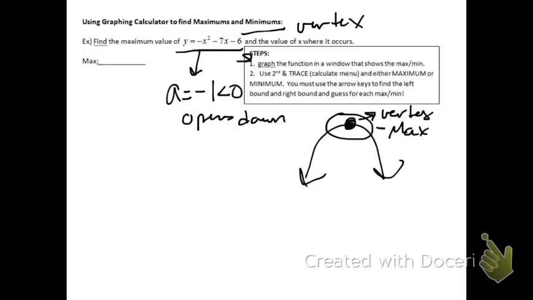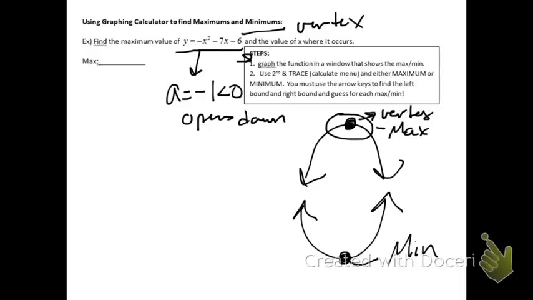If we were to get a graph that goes like this, where the a value is positive, and we wanted to find that coordinate, the vertex, we would want to use the minimum feature because that's the lowest point on the graph, or the minimum point. So here we go. Let's see if we can do it.